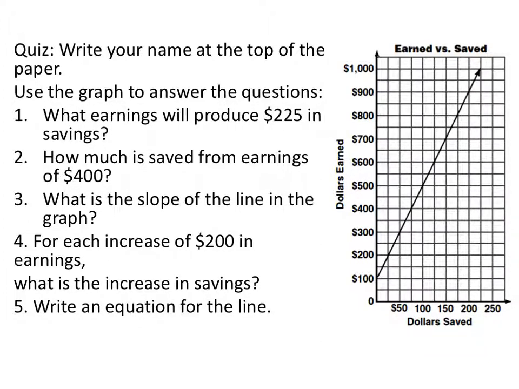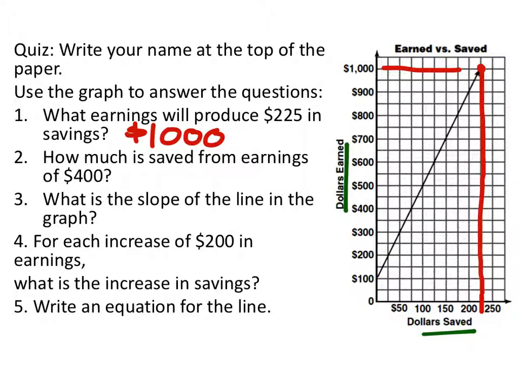So we have to be careful with what we're comparing on this one because the x-axis is representing dollars saved and the y-axis is representing dollars earned. So as we look at these problems, the first question says what earnings will produce $225 in savings? So that's savings, that's dollars saved. This line here represents $225. So we're just going to follow this line up until we meet the line, which shows this point. And what is the dollars earned on that one? That shows $1,000 earned for $225 saved.